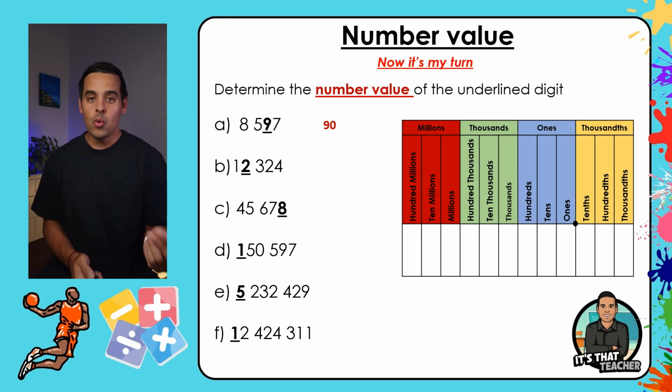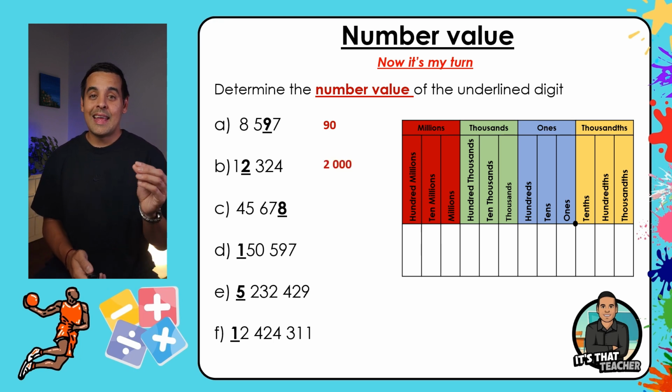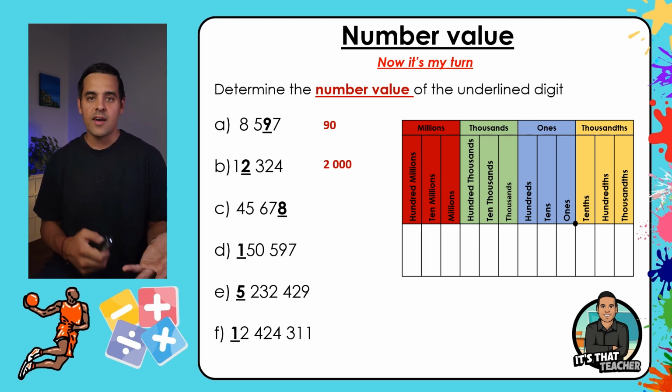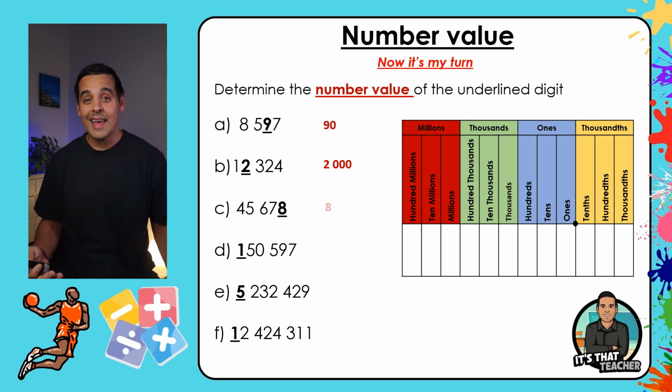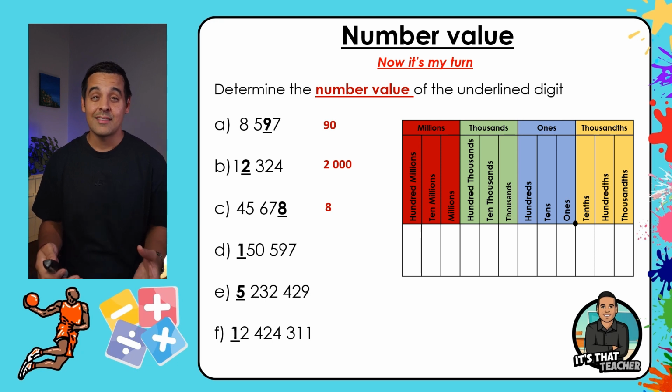B, the 2 has been underlined. That is in the thousands column, so 2,000. Remember, say it out loud or think it in your head, and it'll be much easier to do that. Now, there's an 8 that has been underlined. 8 in the ones or units column, so that you have 8 units. 1, 2, 3, 4, 5, 6, 7, 8. The number value of that is 8. In D, 150,597. The 1 has been underlined. That is in the hundreds of thousands column. 100,000. So the number value of that would be 100,000.